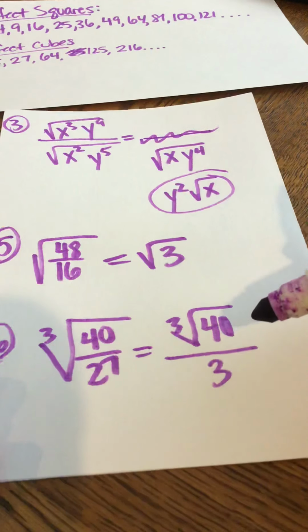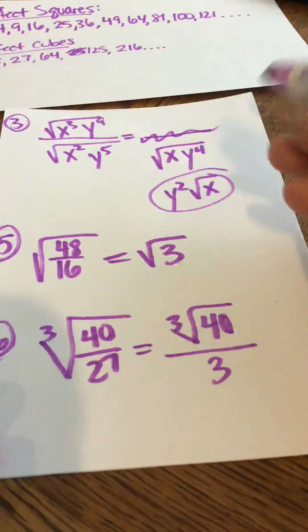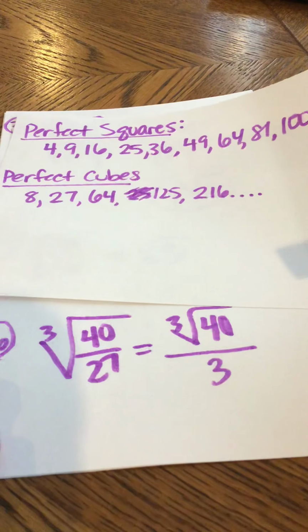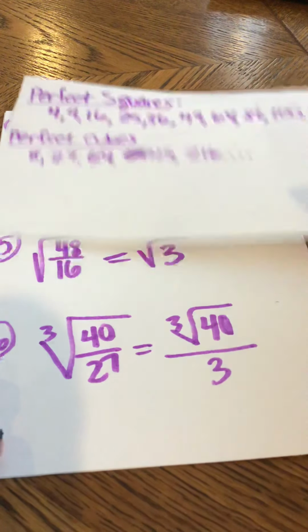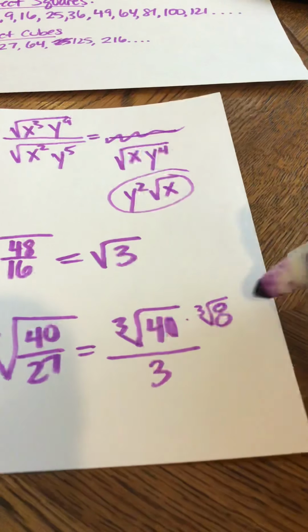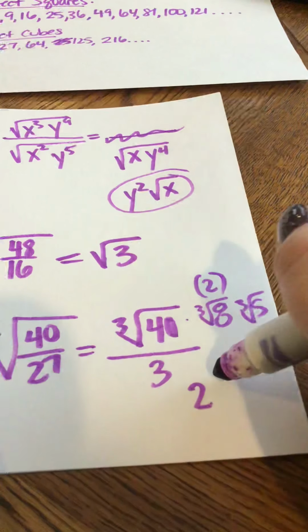But then, just like usual, you need to double check, can you reduce the cube root of 40? So then go to your perfect cube list, and again, this is on the front page of your note packet. Do I have a cube that goes into 40? And the answer is yes, 8. So I can rewrite the top as the cube root of 8 times the cube root of 5. Well, the cube root of 8 is just 2, so that goes to the front.